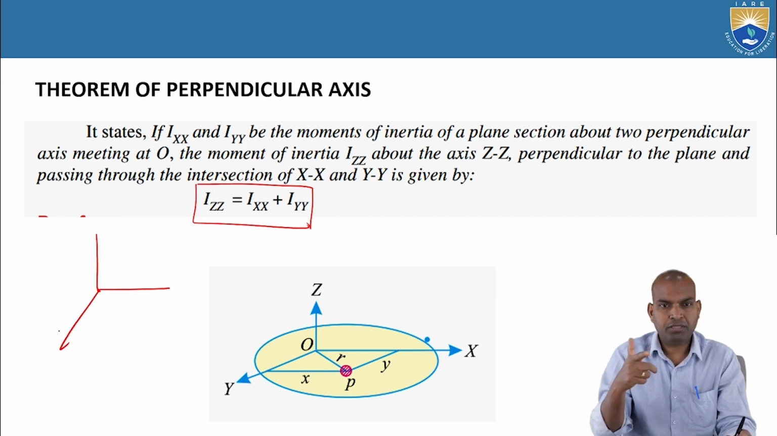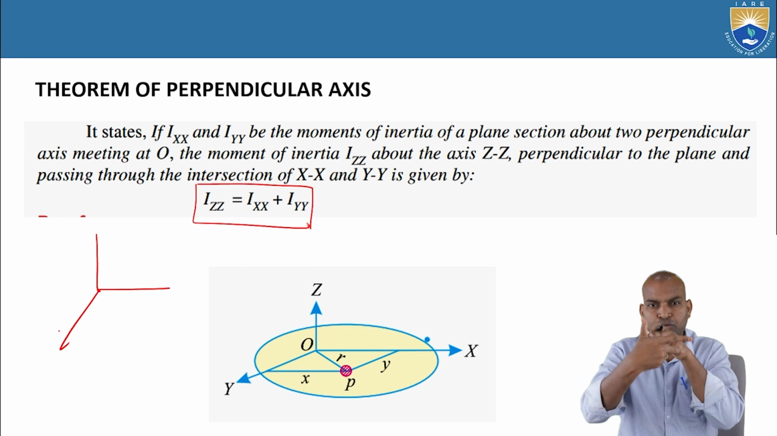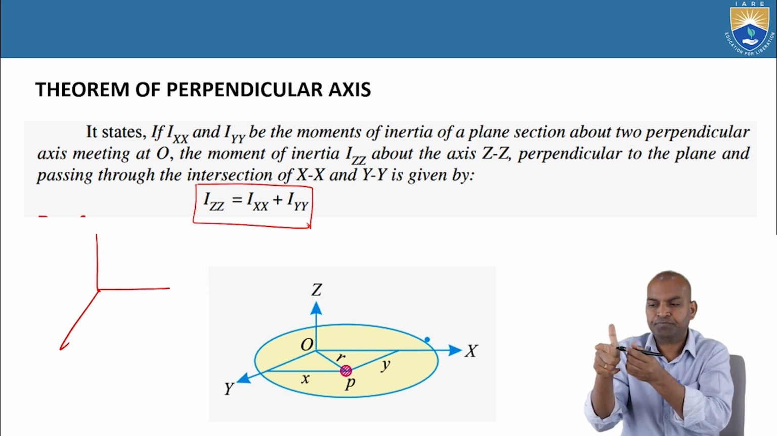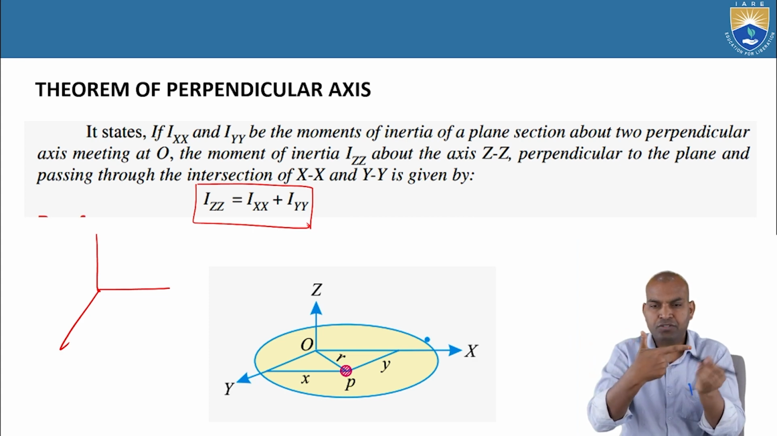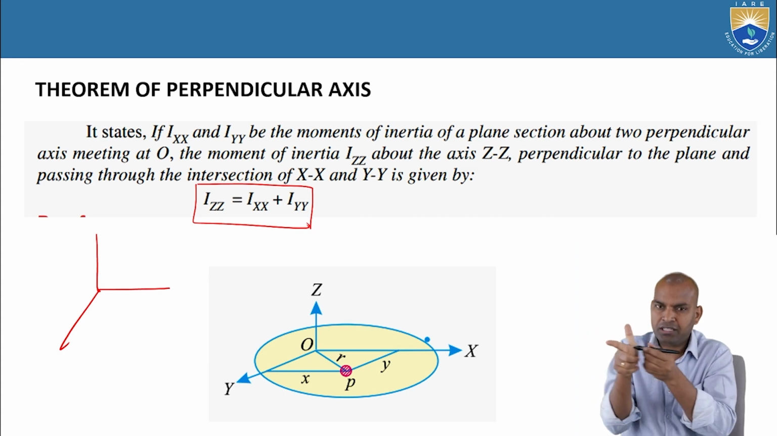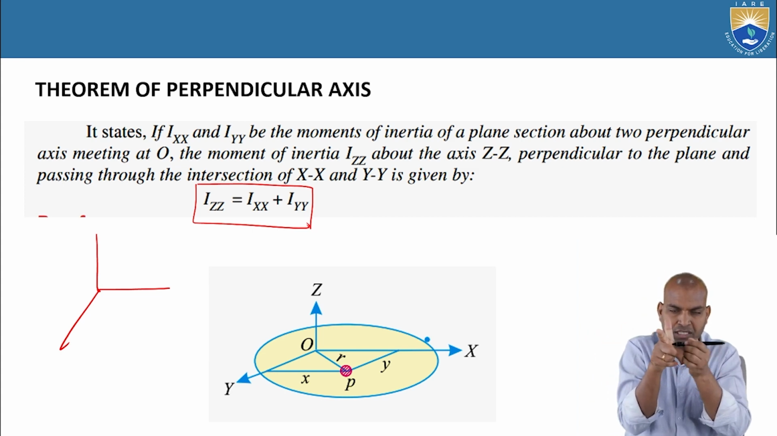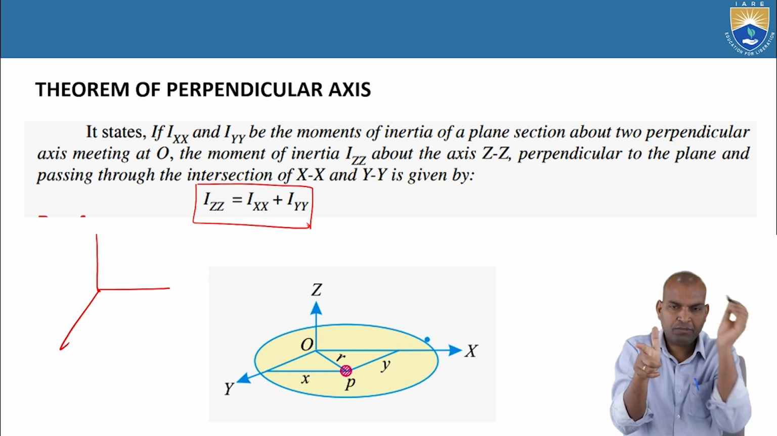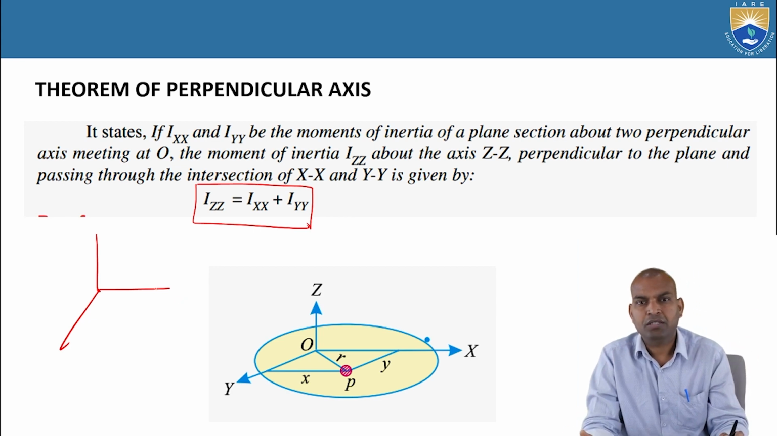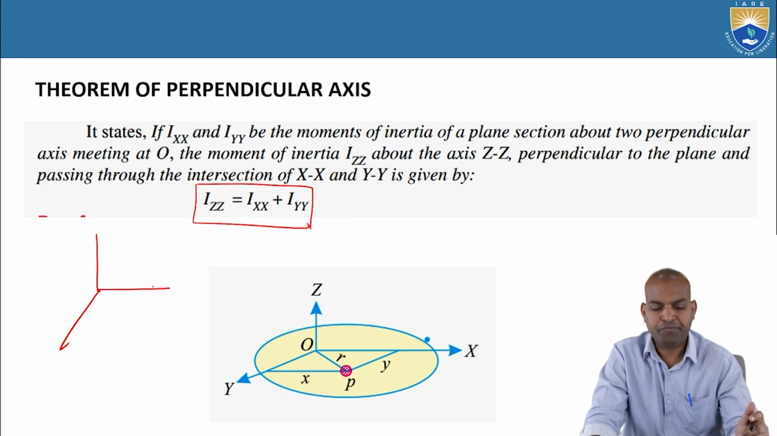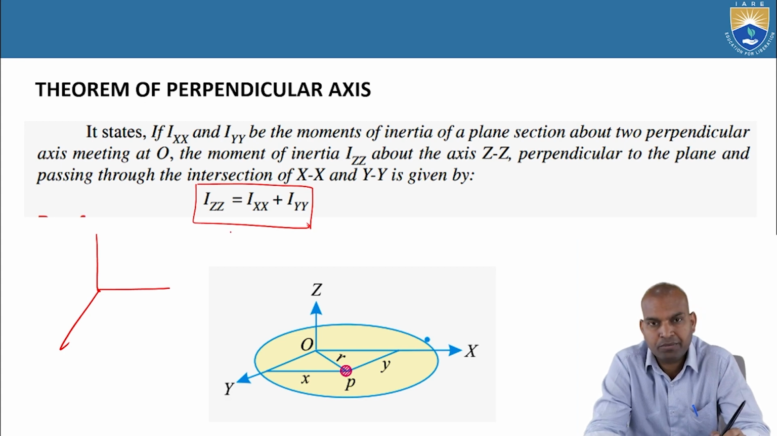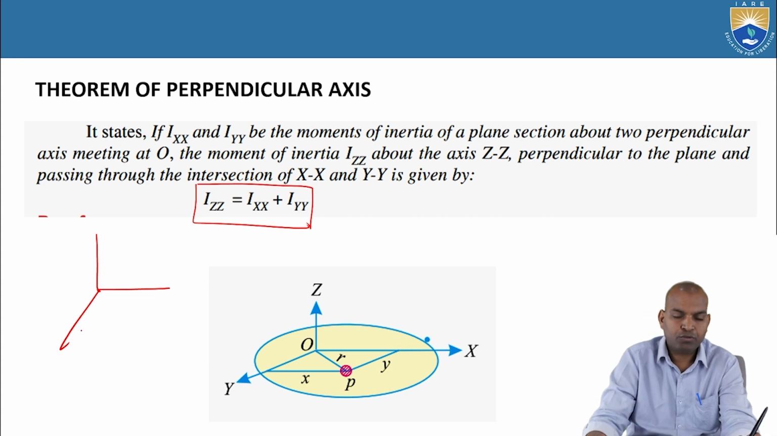So there are two mutually perpendicular axes. We want a third one. Here it is the y axis, and this is the x axis. Then the third one required is the z axis, if you want the moment of inertia about that axis, which is the sum of the moments of inertia about axis x and axis y. So how to derive this, how to prove it?